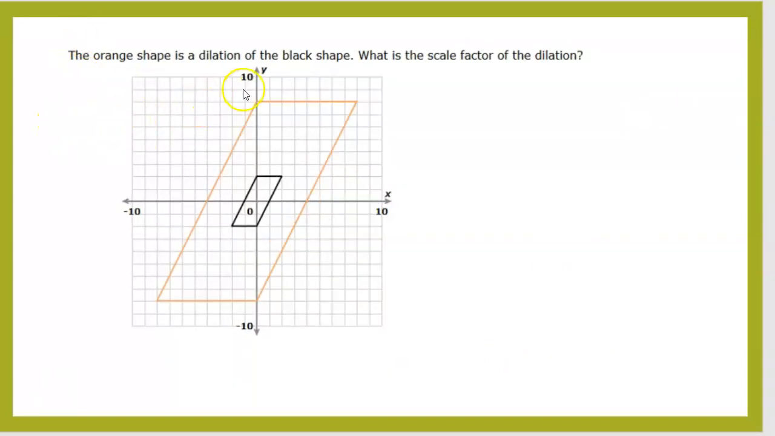One more. The orange shape is the dilation, so it's getting bigger, so we know our scale factor will not be a fraction between 0 and 1. Let's see how A changed from A prime. This is 0 comma 2 and 0 comma 8.